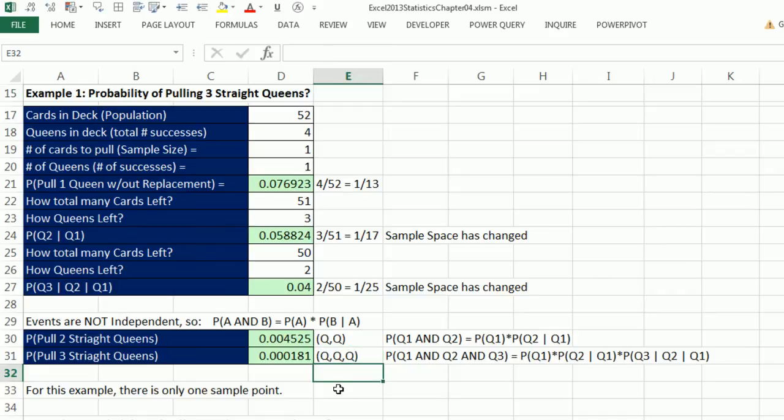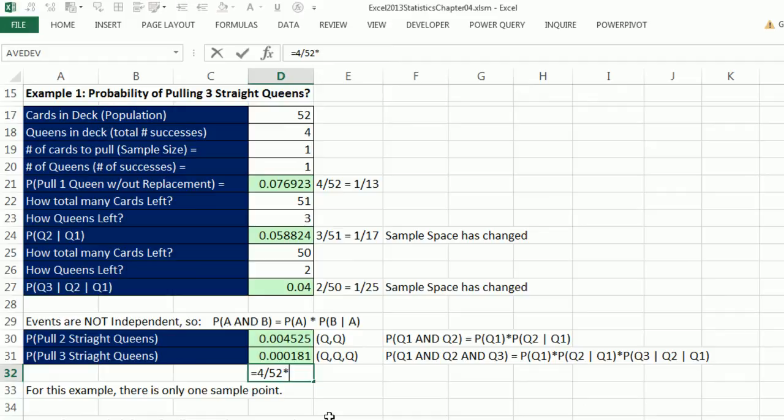Now, I want to look at another way of calculating this single sample point. Notice here we used formula inputs, but we did 4 divided by 52, 3 divided by 51, and 2 divided by 50. Now, I actually want to do a formula where we hard code the numbers right in, because sometimes with these card examples, it's helpful to do it this way. Our first probability was pull a queen without replacement, so we had 4 queens divided by 52. That's the first one. And we're figuring the probability of pulling 3 straight.